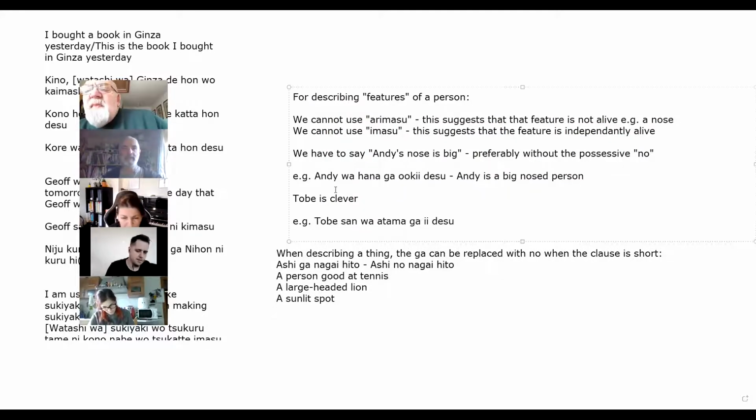Now, in these cases, we've actually made a full statement. Andy wa hana ga ookii desu. Tobe-san wa atama ga ii desu. But sometimes when you're describing a thing, in place of that ga, we can use no, but not in the same way.